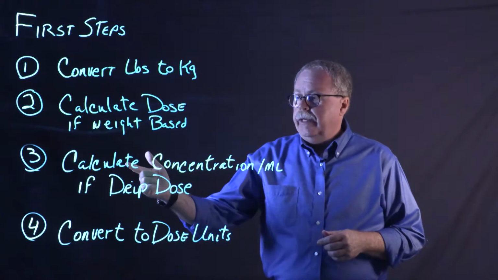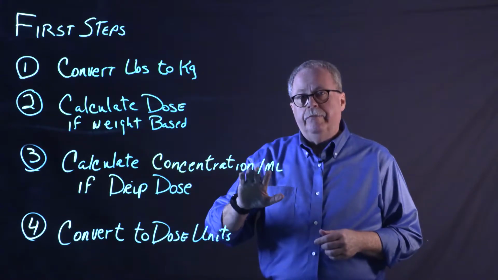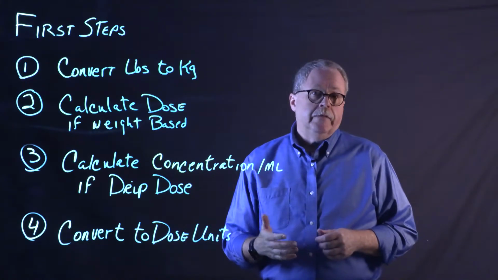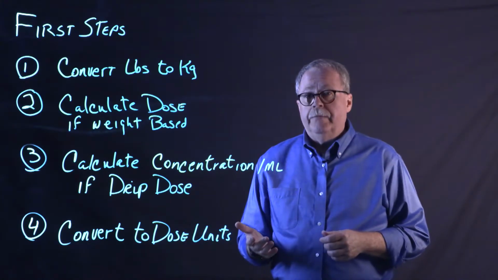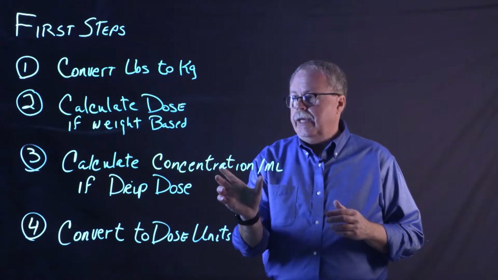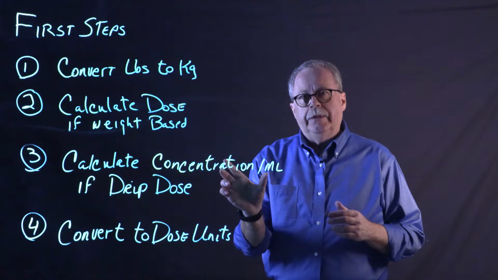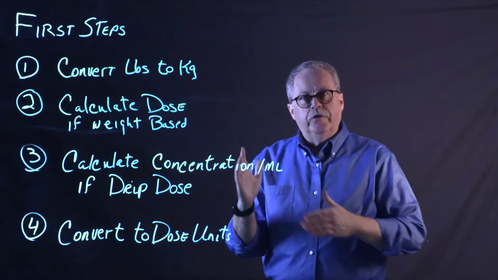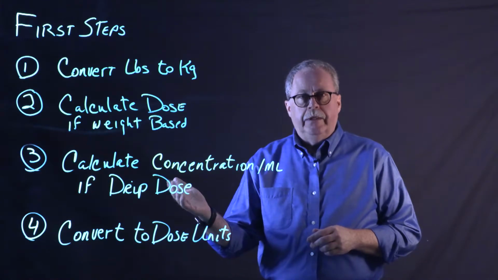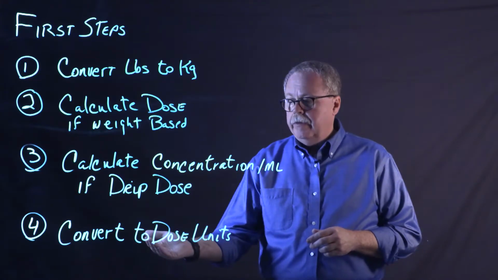Step 3 is we need to calculate the concentration in milliliters if it's a drip dose. So examples of this would be dopamine or epinephrine drips, where we're going to have to do this calculation and understand the concentration per milliliter of what's in the bag that we're dripping into the patient. If it's not a drip issue, then we're going to skip this step and we're going to come down here.